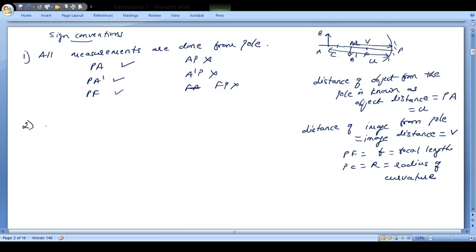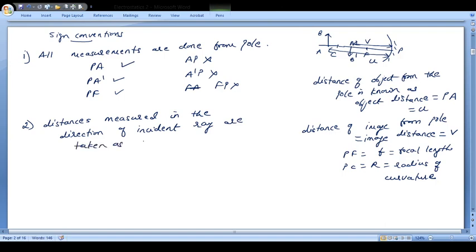Second, it says that distances measured in the direction of incident ray are taken as positive, and distances in direction opposite to incident ray are taken as negative.